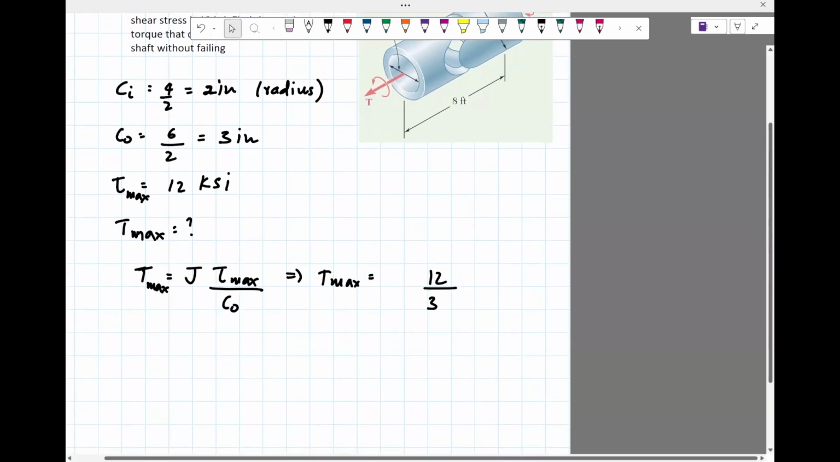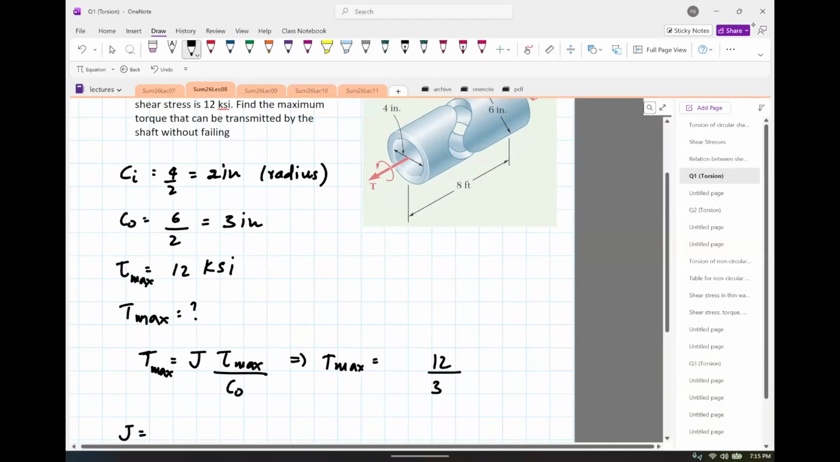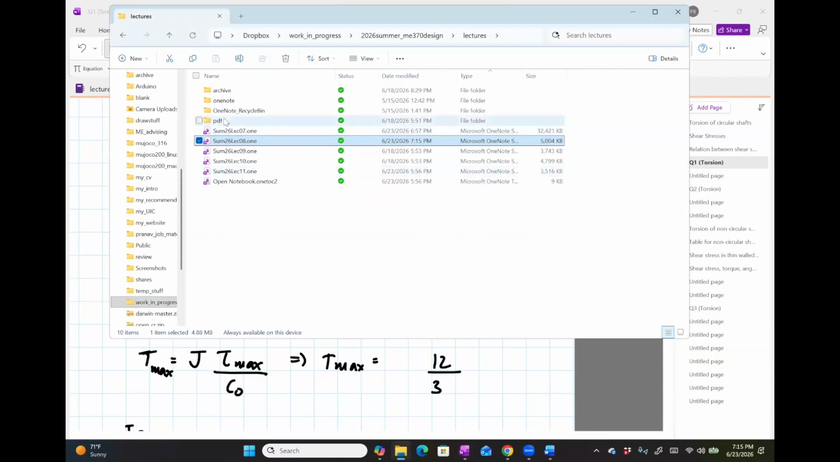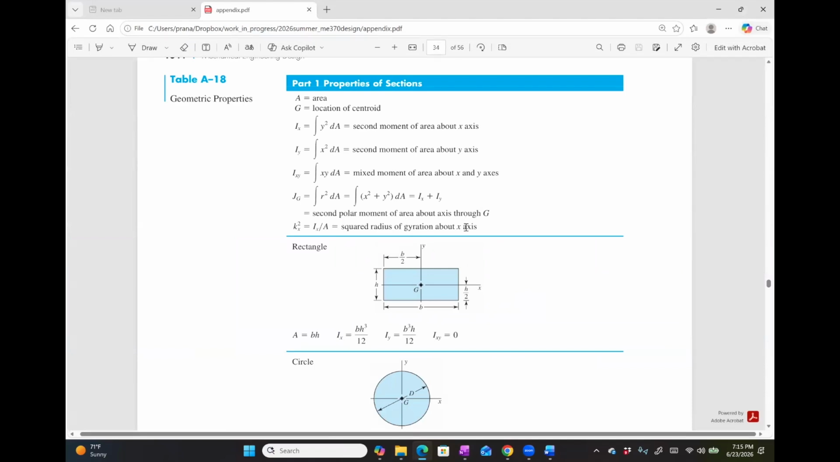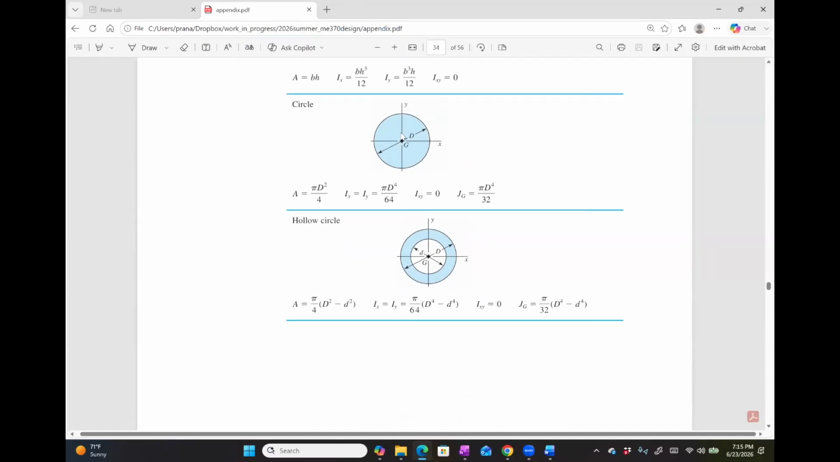And how do we compute J? The formula for J, now this is again, if you go to appendix A18, I'm just going to open the appendix, so you know where to look for these formulas. So this is the same appendix as before. This one gives you polar moment of inertia as J. If you have a circle, then it is pi d raised to 4 divided by 32.